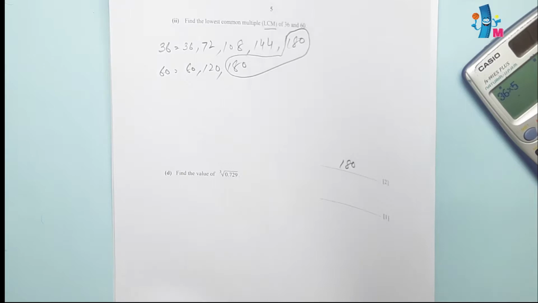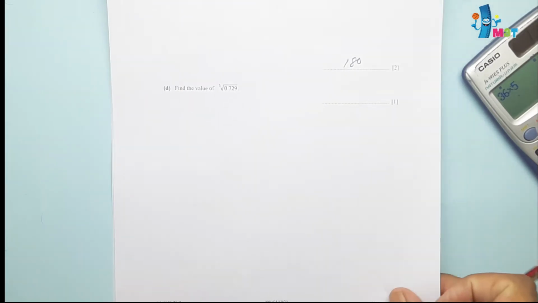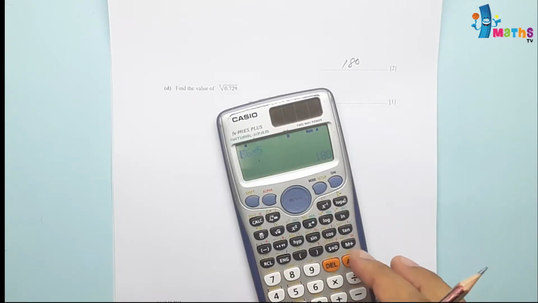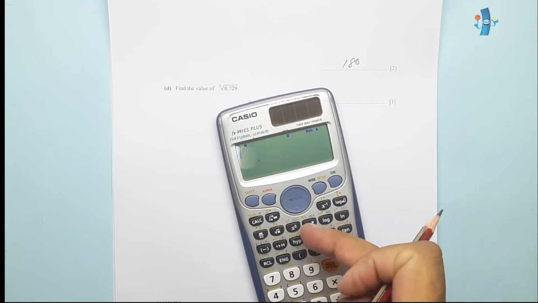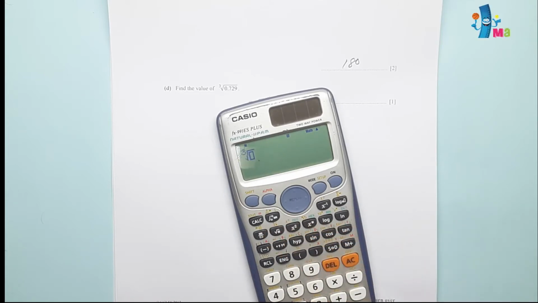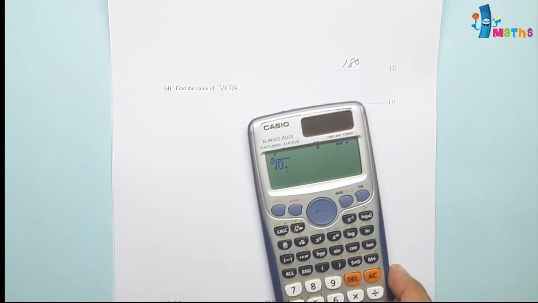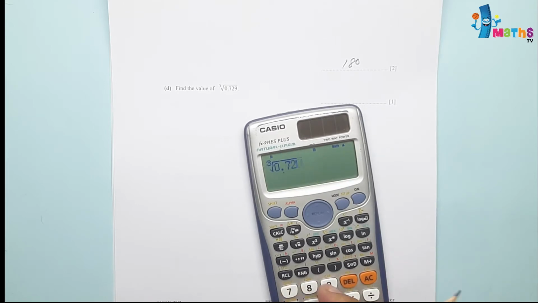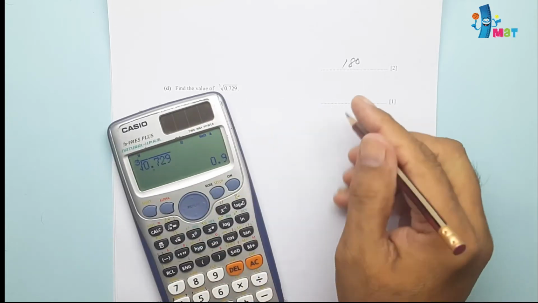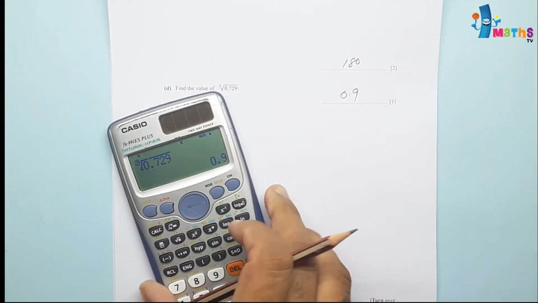Find the value of this one. This is a calculator question. You just have to type it in the calculator. It's so easy. You can just take the cube root of 0.729, and this will give you the answer as 0.9. So 0.9 you can show.